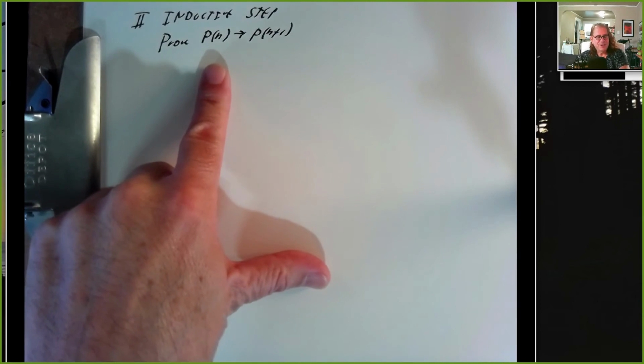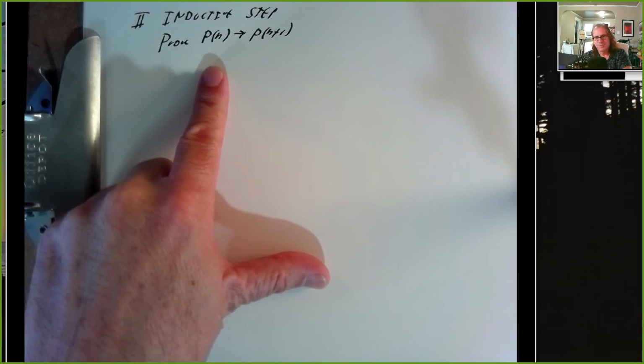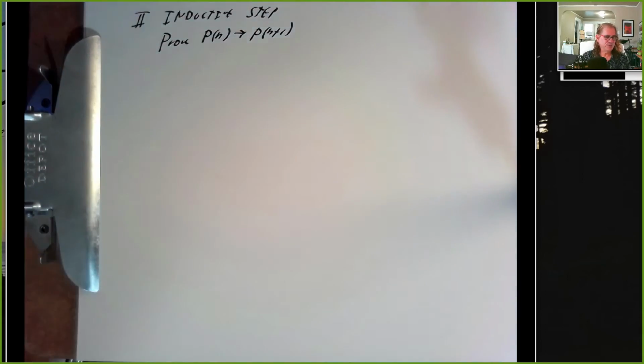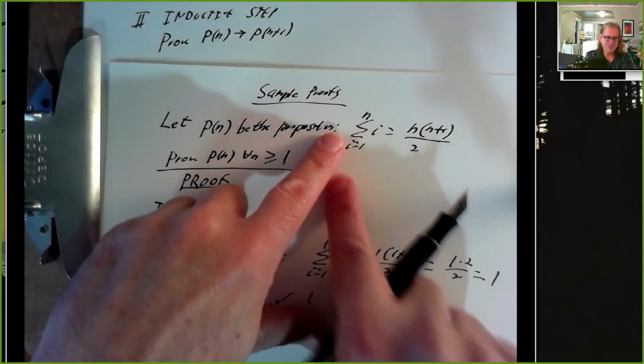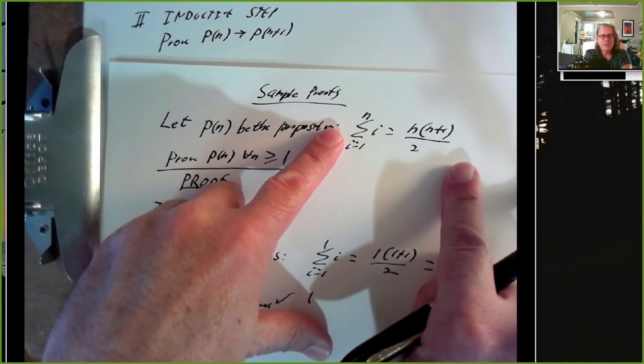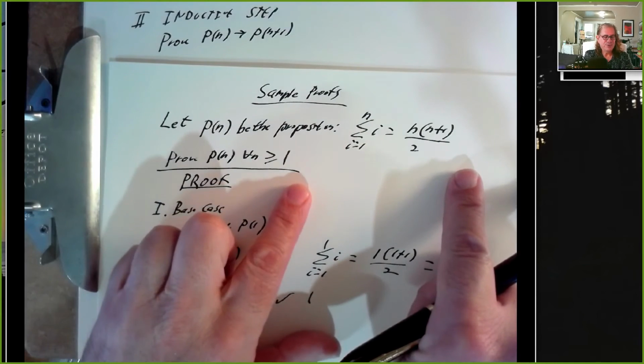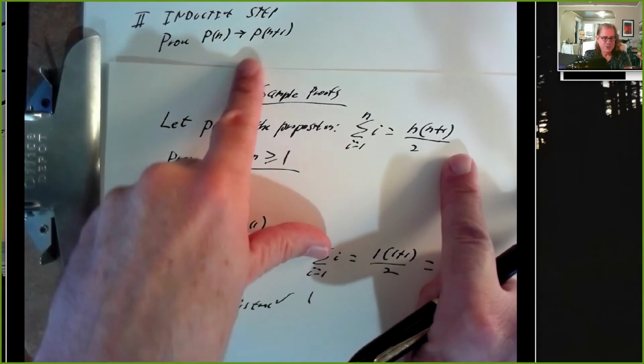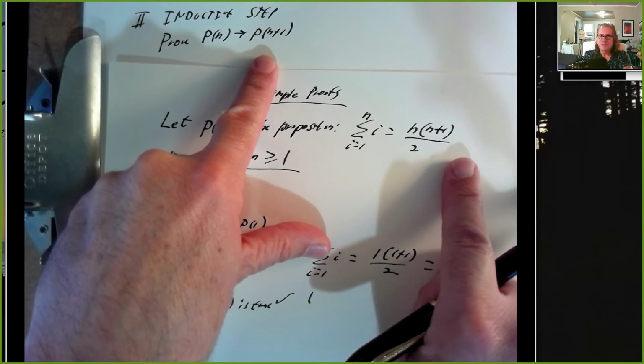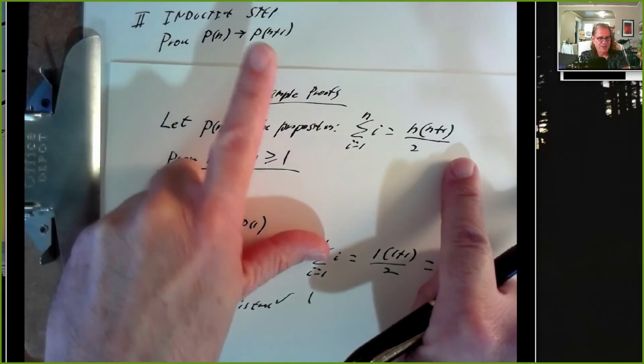And I'm not proving that P of n is true. That's a really hard thing to do. To prove P of n is true, I have to prove this. Well, I can't do that, right? That's too complex. All I'm proving is that if this is true, then P of n plus 1 is true. And that's not too hard.